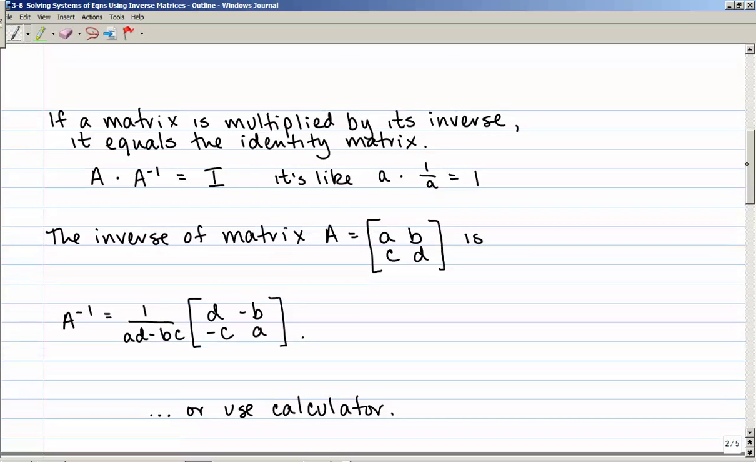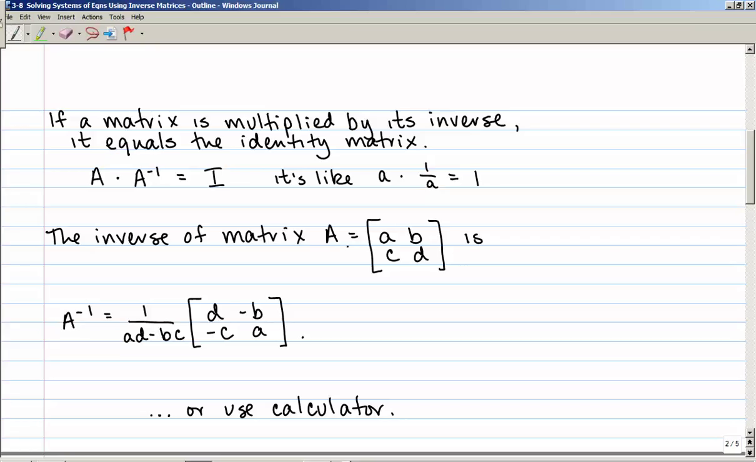So, if a matrix is multiplied by its inverse, then it equals the identity matrix. So if matrix A is multiplied by the inverse of matrix A, which is indicated by A to the power of -1, but remember that often means inverse as well, then A times the inverse of A is equal to the identity matrix. It's kind of like saying little a times 1 over a is equal to 1.